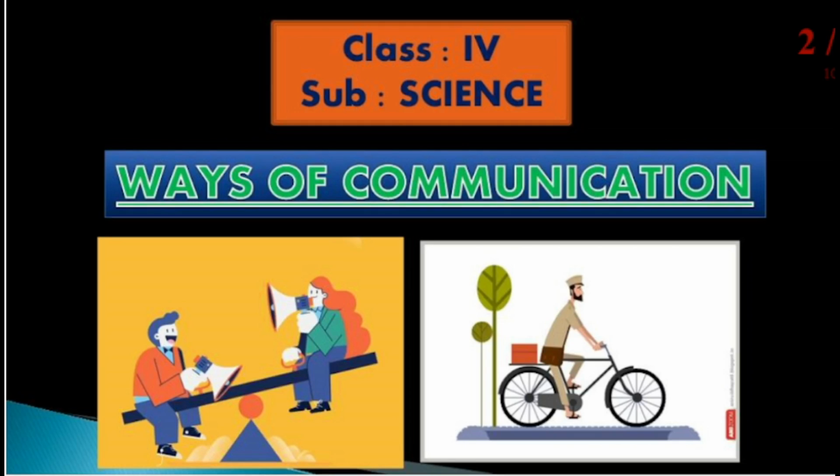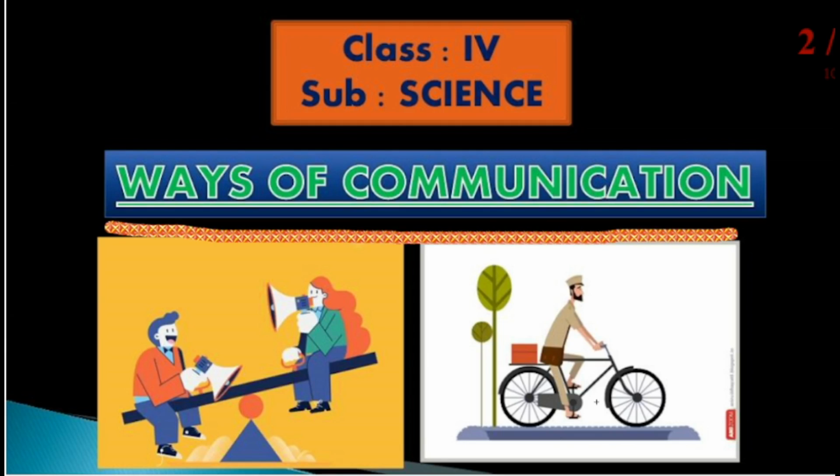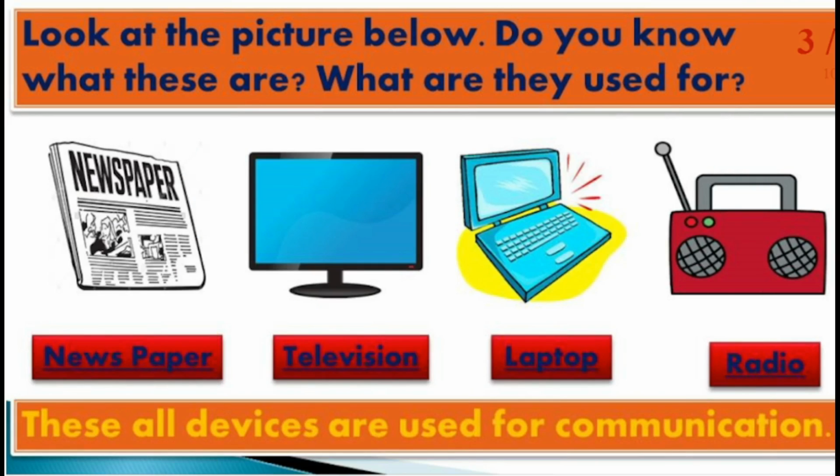This is Deepali Mule. Today we are going to discuss ways of communication, class 4, subject science. Let us see the different types of pictures I have shown you. Find out the different types of devices in the pictures. First one, newspaper; second one, television; third one, laptop; and fourth one, radio. So dear students, all these devices are used for communication purposes.